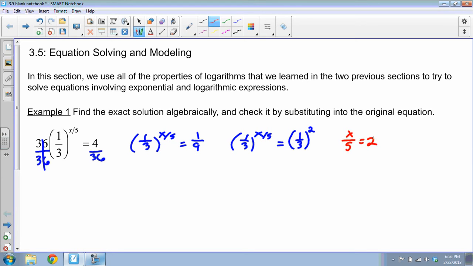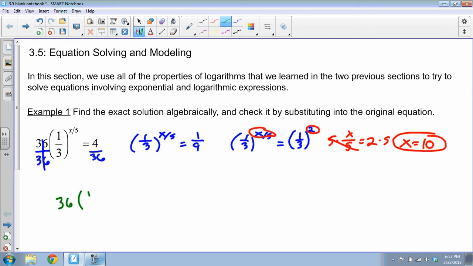So x over 5 would equal 2, because that's what our two exponents are. x over 5 equals 2. And then we just would solve this by multiplying by 5 on both sides. So x equals 10. That's our answer on this. And then it is asking us to plug this into our original equation to check to make sure we did it right. So that won't take too long.